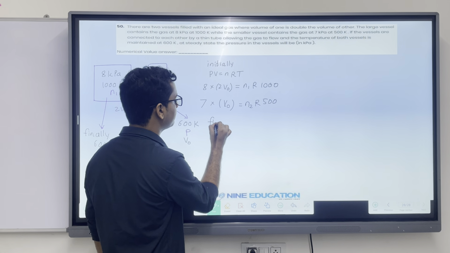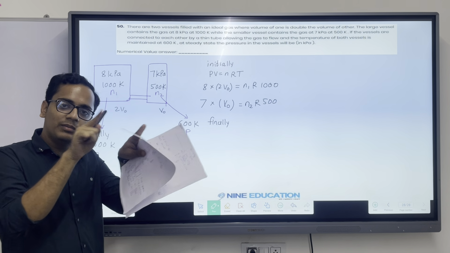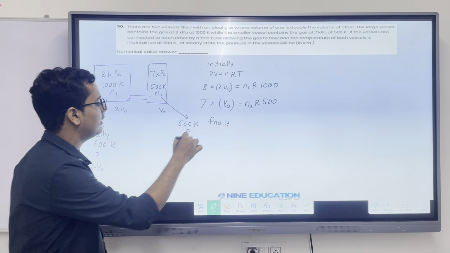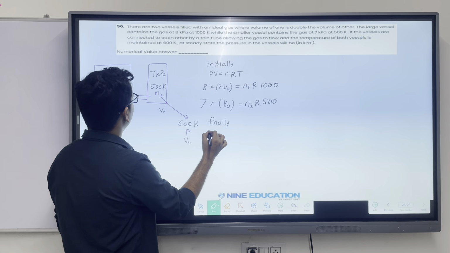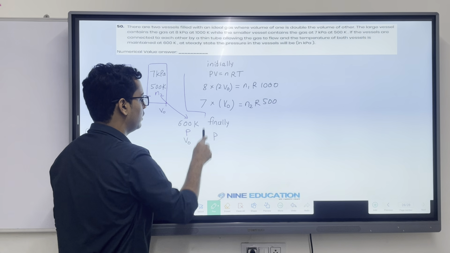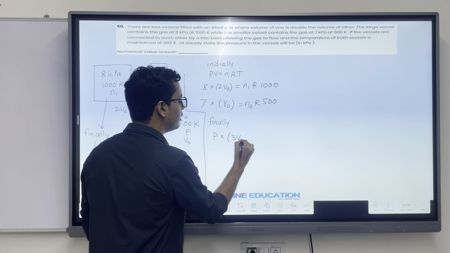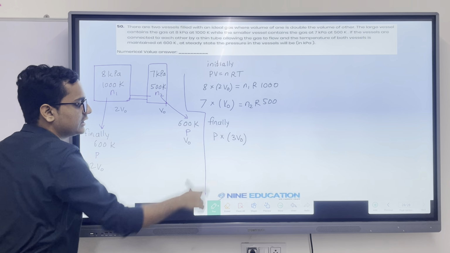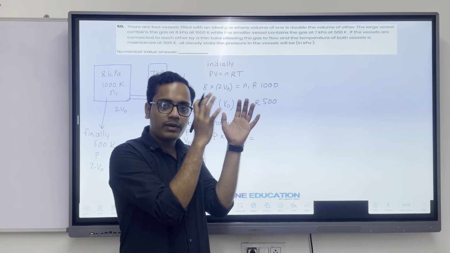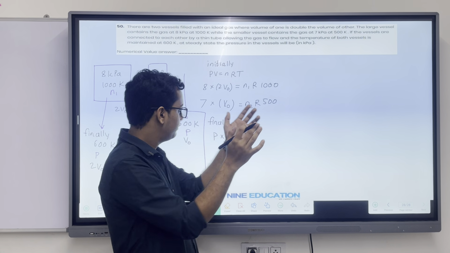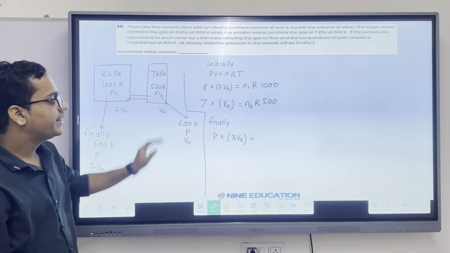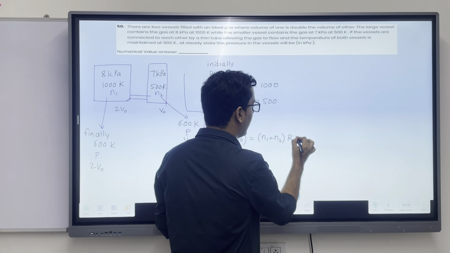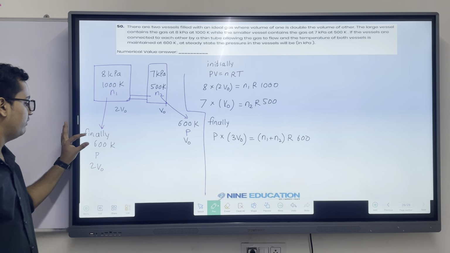Finally, when both of the gases are combined, the combined pressure P into the total volume, which is 2V0 plus V0, which is 3V0, will be equal to the total number of moles in the entire container, n1 plus n2, into the final temperature, which is 600 Kelvin. Isn't it?